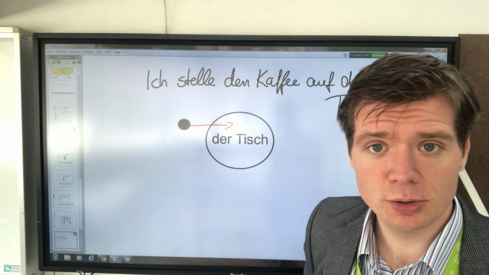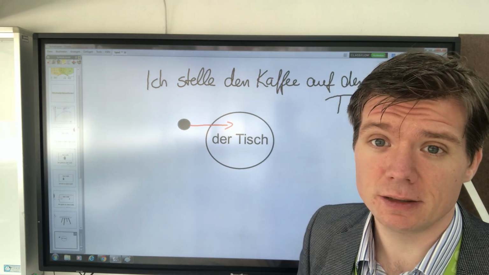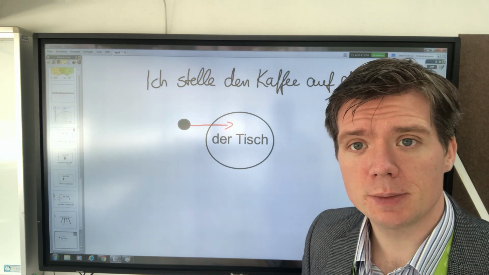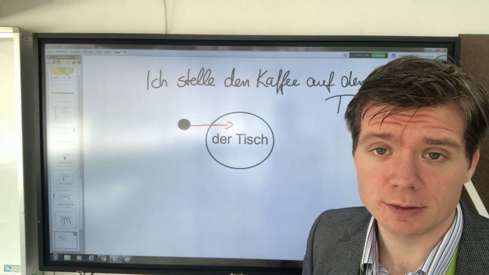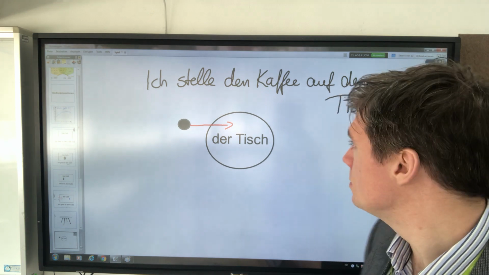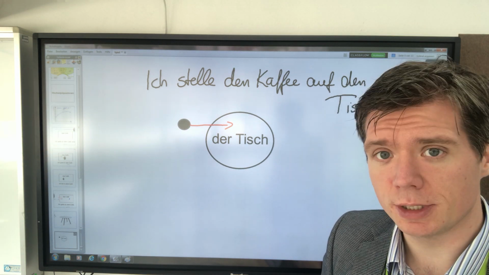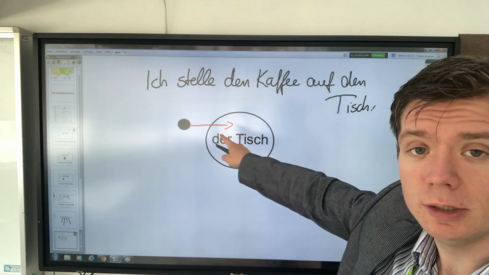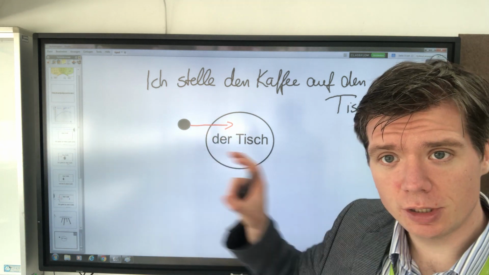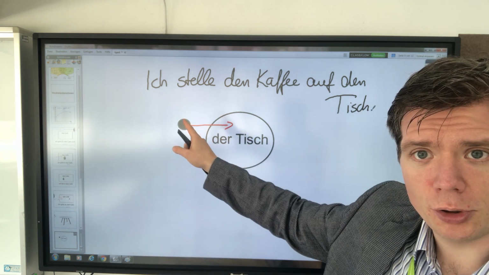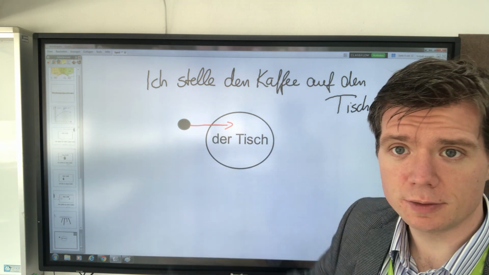Kaffee is accusative because it's a direct object. You can ask was. Last week, yesterday, two days ago, I explained every time you can ask was, you get accusative, except for the subject, but we talk about this later. And now the location part is also accusative because you cross a boundary. It's a movement. Stelle is a movement, and you cross a boundary, you put it on the table, so accusative.